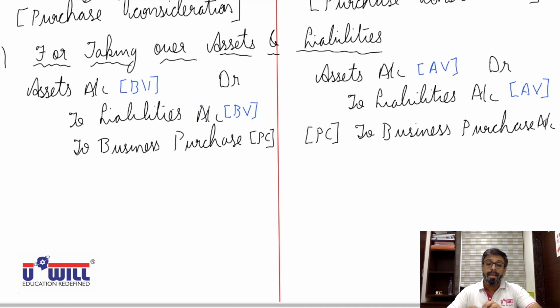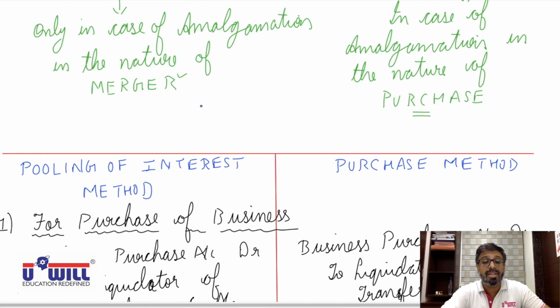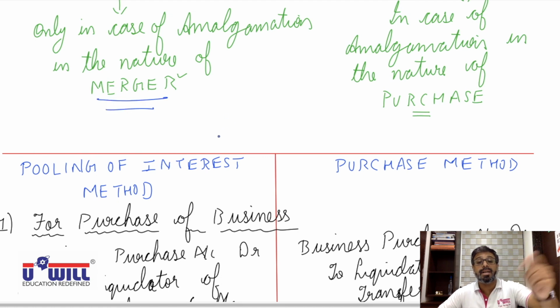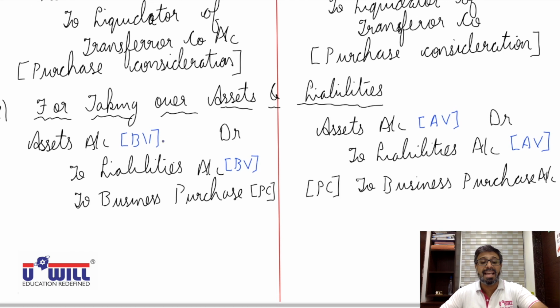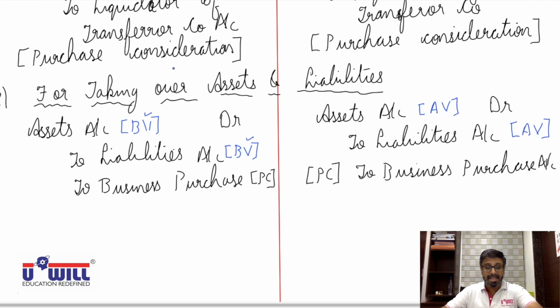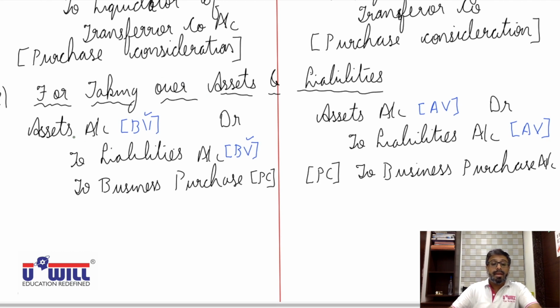Why? Because when do we follow the pooling of interest method? When it is amalgamation in the nature of merger. And what is the first condition of merger? All assets and liabilities are taken over at book value. So in the pooling of interest method, you will always have book value in this journal entry. Whereas in the purchase method of accounting, agreed values may be given, and then they are to be taken into consideration. This is the first difference. Second, assets will include all assets, including fictitious assets.